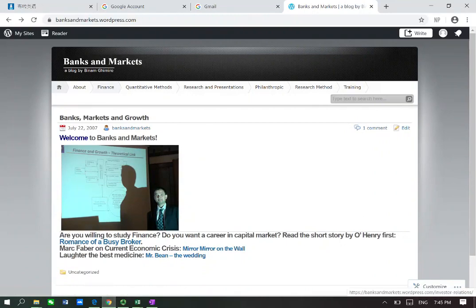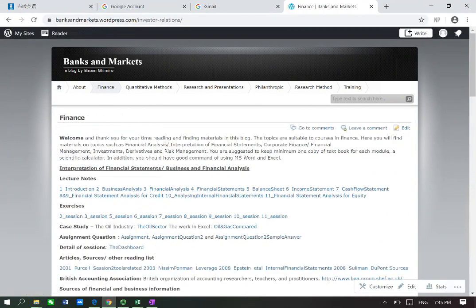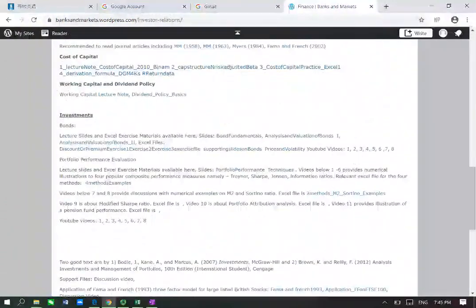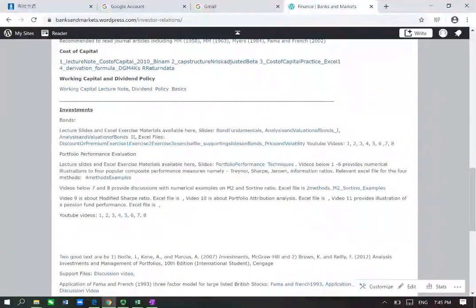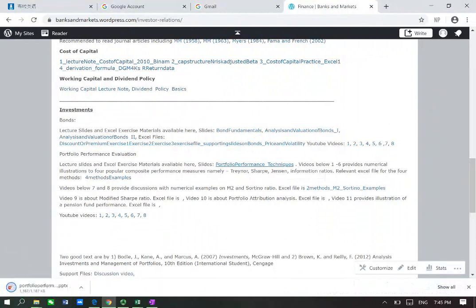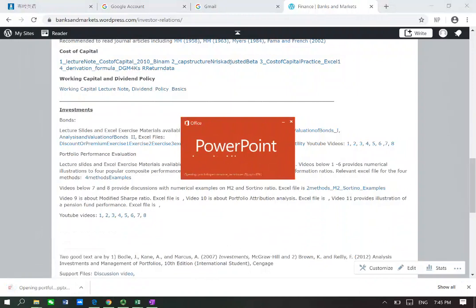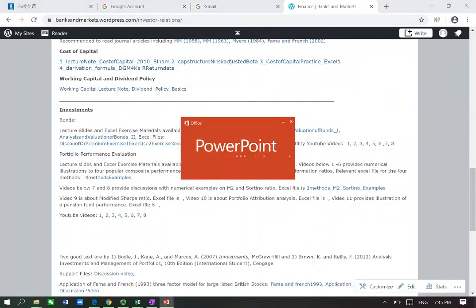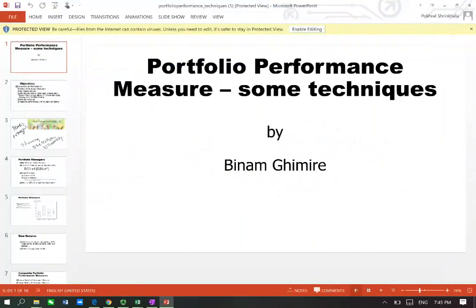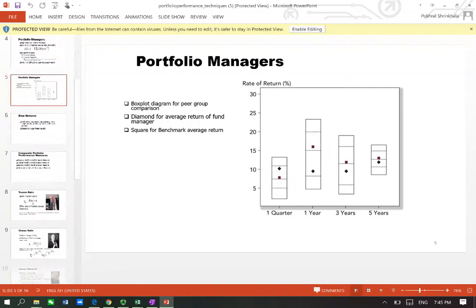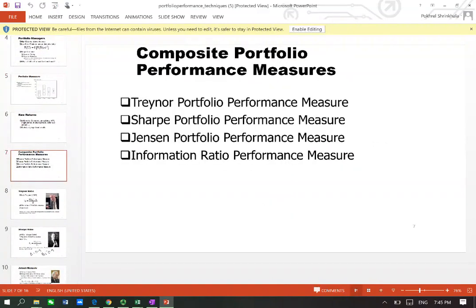This is Benham, and in this video I'm going to talk about Modified Sharpe Ratio. Let me open the PowerPoint slides, which is here. So you will see that in the PowerPoint slides we have a number of techniques, and we've already discussed several of these techniques in my previous videos.